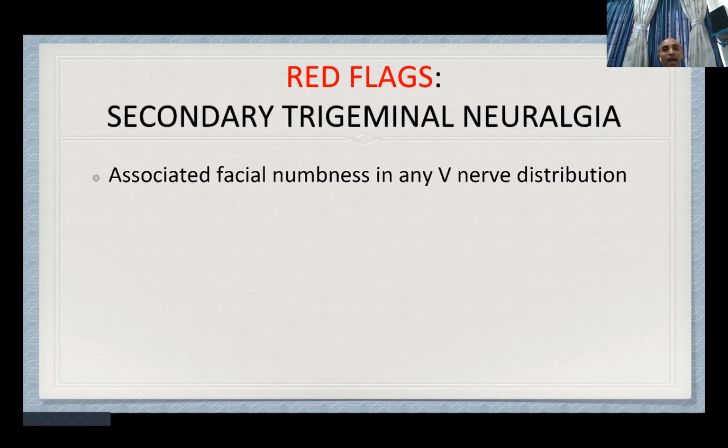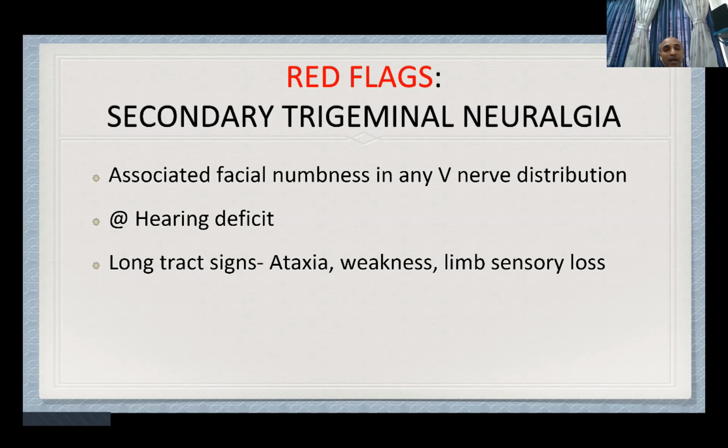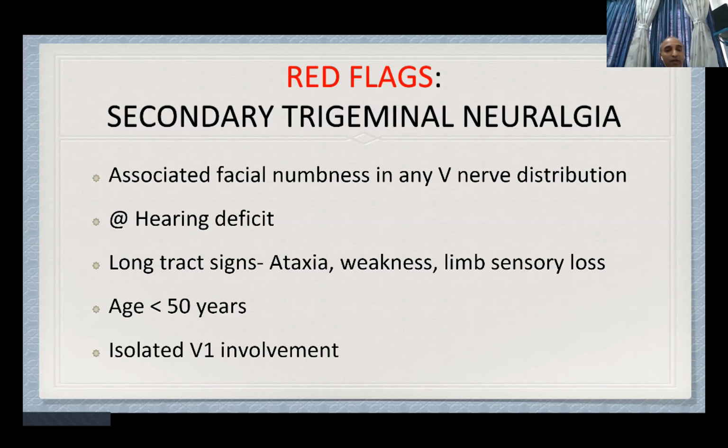Whenever you have an objective sensory loss in a fifth nerve distribution, you're looking at a secondary cause. If there is associated hearing abnormality, you're probably looking at an early CP angle tumor. If there are associated long tract signs like ataxia, weakness, or limb sensory weakness, obviously you're dealing with a secondary trigeminal neuralgia. If the patient is young, then you are looking at probably some other etiology. It may be a multiple sclerosis sitting at the root entry zone of the fifth nerve. And if you have an isolated ophthalmic involvement, which we have talked about.